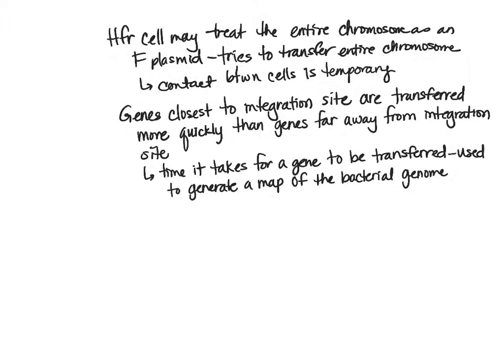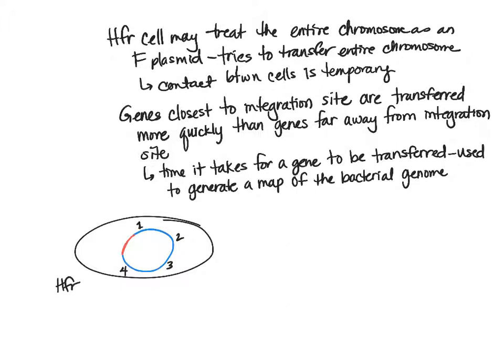If we take a look at what this looks like in a drawing here, we have our bacterial cell, and it has its chromosome, with the F plasmid integrated into that chromosome. Then we have different genes around here: gene 1, gene 2, gene 3, and gene 4. So we have our Hfr cell, and it's going to go through conjugation and treat its chromosome like an entire plasmid. When it goes through rolling circle replication, it's going to start within that F plasmid.